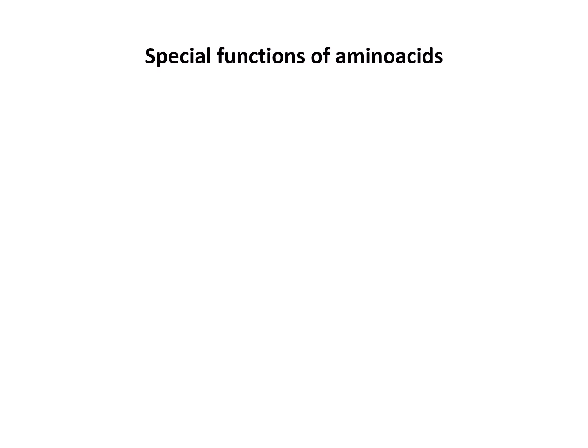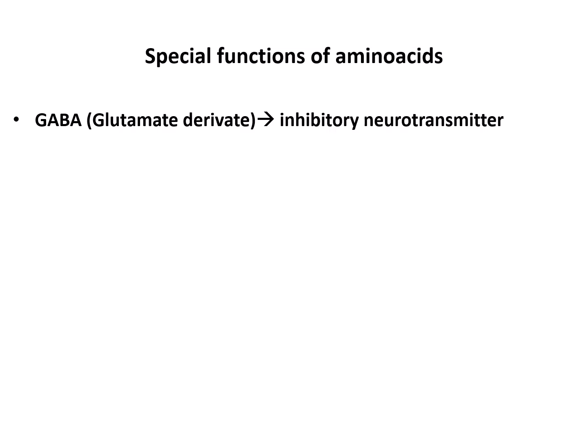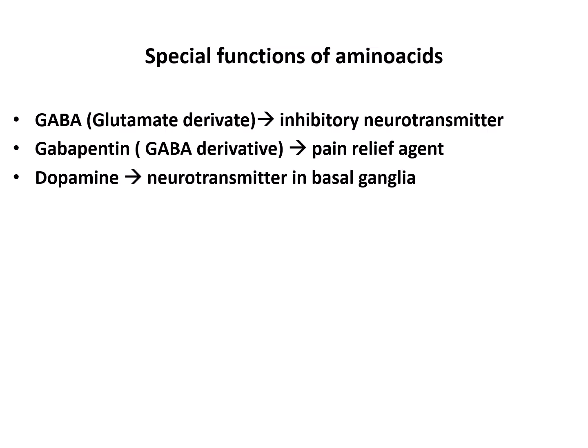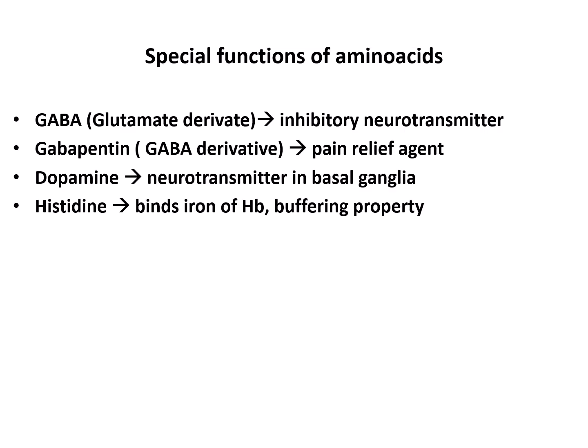Now, coming to special functions of amino acid. GABA, derived from glutamate, is an inhibitor neurotransmitter. Gabapentin is derived from GABA. It acts as a pain relief agent. Dopamine acts as a neurotransmitter in basal ganglia, derived from tyrosine.